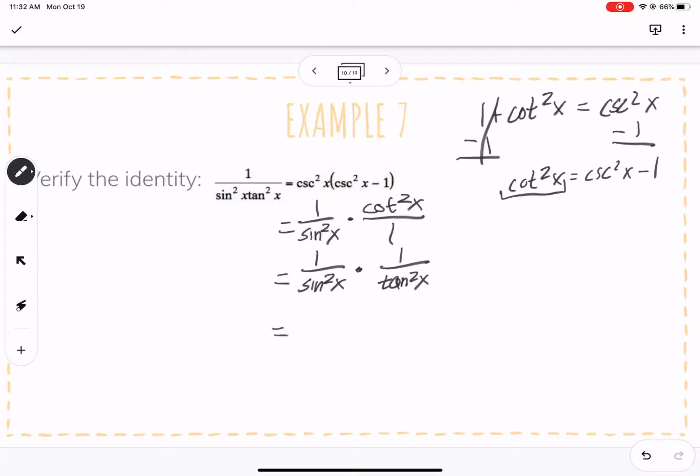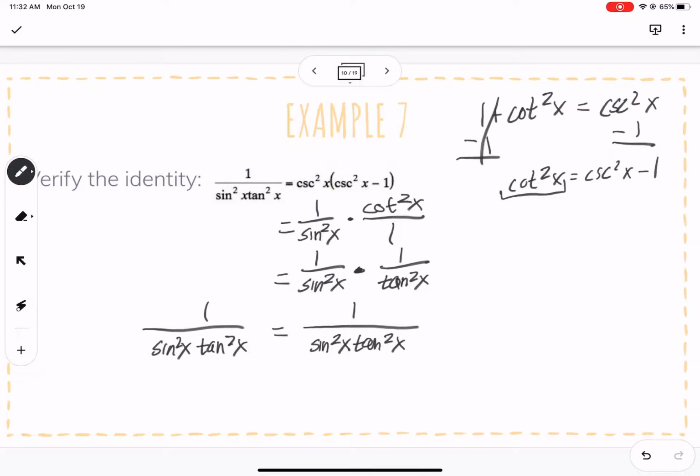Now I can multiply the numerators and multiply the denominators. These are just fractions. We don't need common denominators because we're not adding or subtracting, we're multiplying. 1 times 1 is 1 in the numerator. Sine squared times tangent squared in the denominator is just sine squared tangent squared. And there we have it. We have verified this identity.